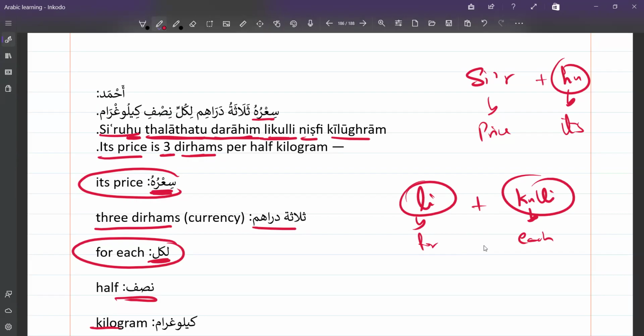So the shopkeeper Ahmad says, سعره 3 دراهم لكل نصف كيلوغرام. Meaning, its price is 3 dirhams per half kilogram. Meaning, for each half kilogram.